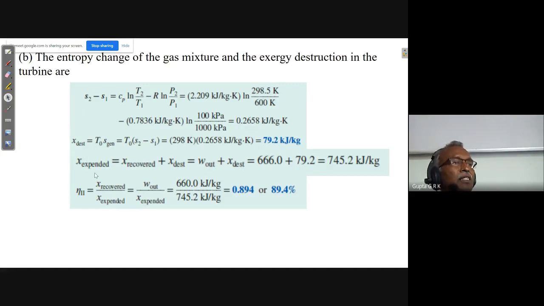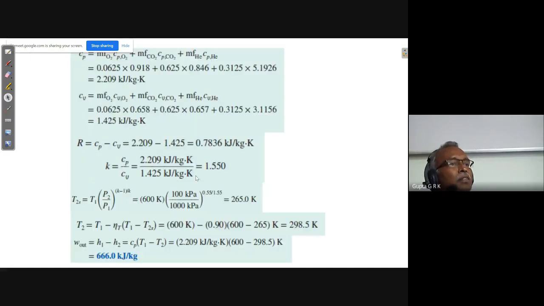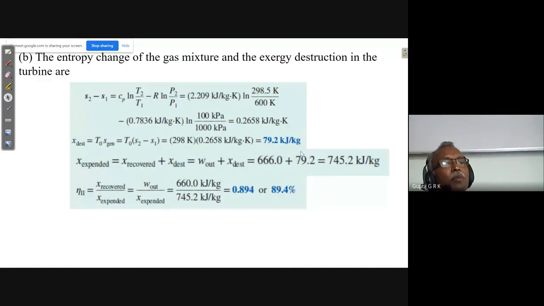And what is exergy in? Exergy recovered, that is the work output, plus exergy destruction. This is last. So this much of exergy is given, out of which this is recovered, that is W out, this is destroyed. Okay, so that is this one. So this output is here 666, and 666 plus here the 79.2. This is the input, exergy input. So exergy output by exergy input gives me the efficiency. Or I can write 1 minus exergy destruction by exergy input. So like that also we can write. Which gives me the second law efficiency. Is it clear?